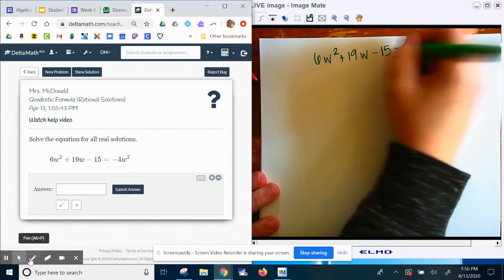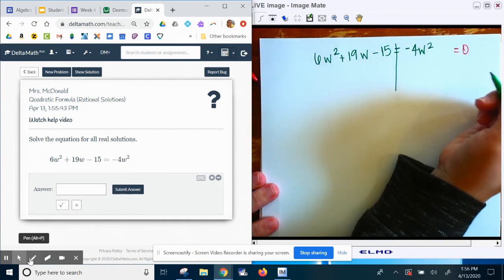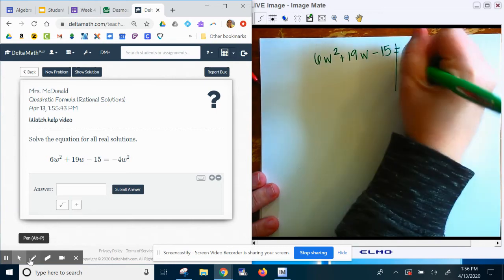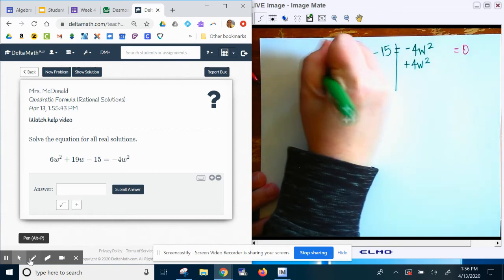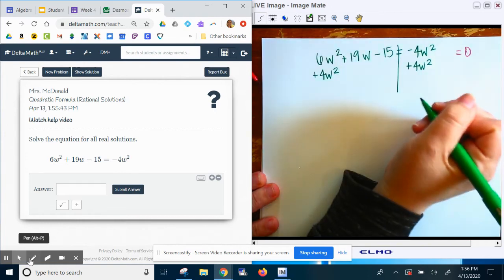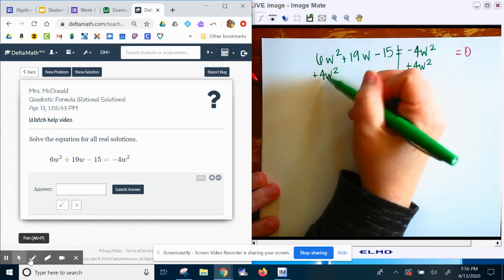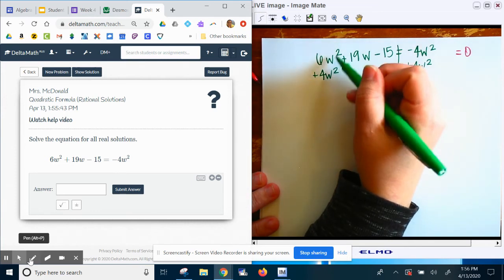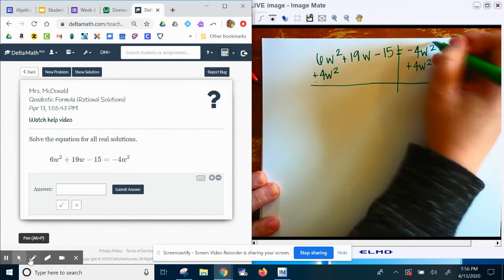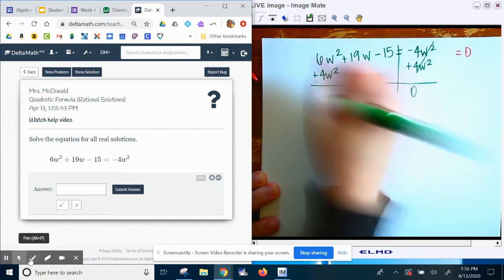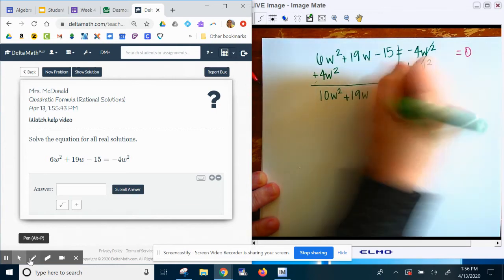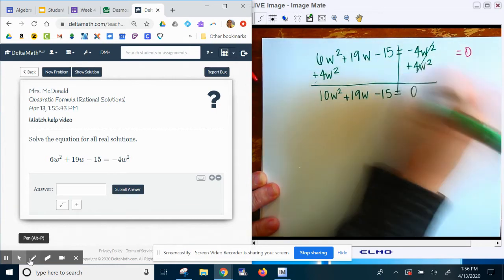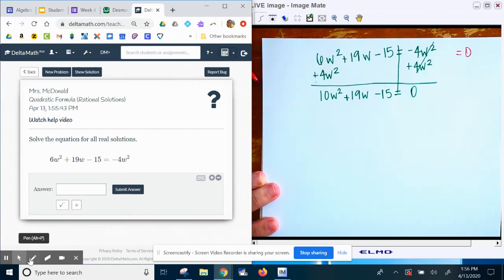Now, if we're looking at this, it's not equal to 0 right now. It's equal to negative 4w squared. So I need to add that on both sides to move it to the other side of the equation. Remember, if I do it to one side, I've got to do it to the other. And I'm going to add it to its like term. These two are like terms because they both have a w squared. So this cancels out, and I get 0. And over here, I've got 10w squared plus 19w minus 15, and it equals 0. Okay, so now it's in standard form, equals 0.